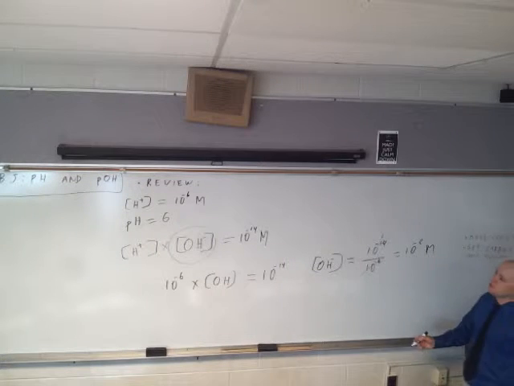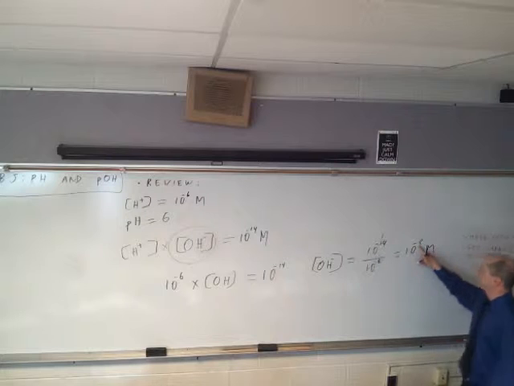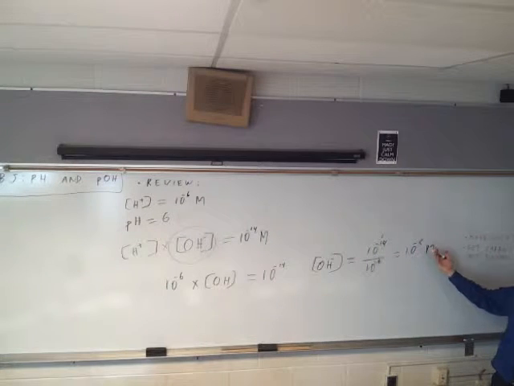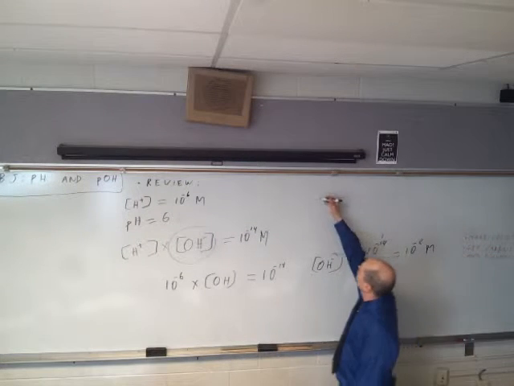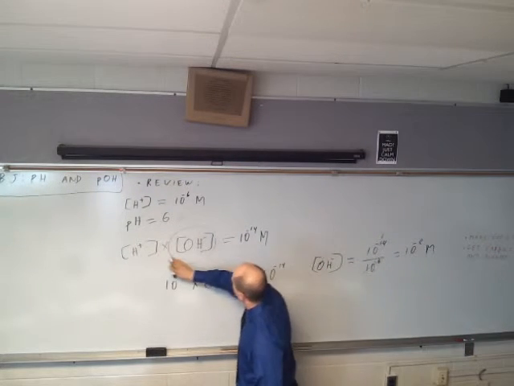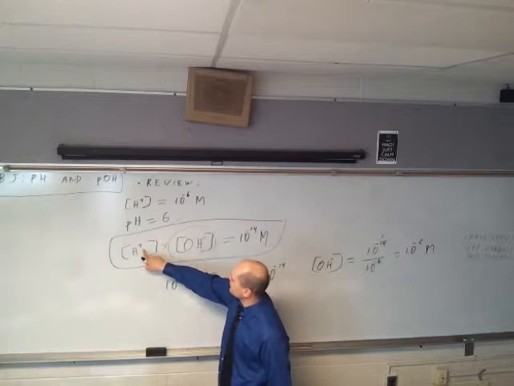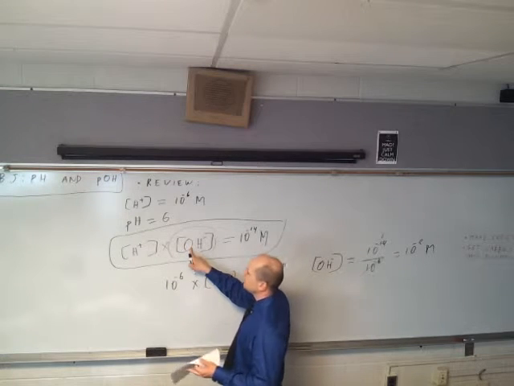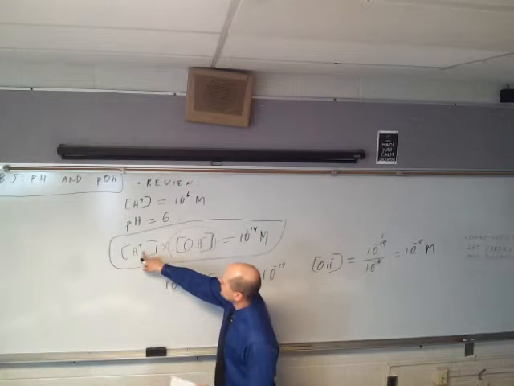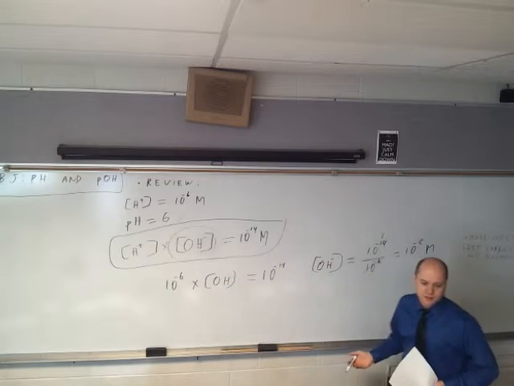So what this tells you is, if the hydrogen concentration is 10 to the minus 6, the hydroxide ion concentration is 10 to the minus 8. 6 and 8 add up to 14. Those numbers are always going to add up to 14. Make sense? If this is 10 to the minus 5, this would be 10 to the minus 9. If this is 10 to the minus 4, this would be 10 to the minus 10. The two exponents are always going to add up to 14.